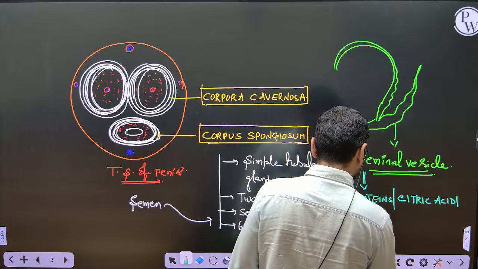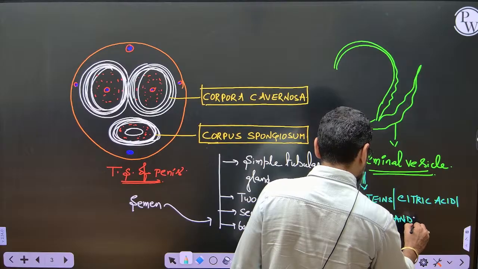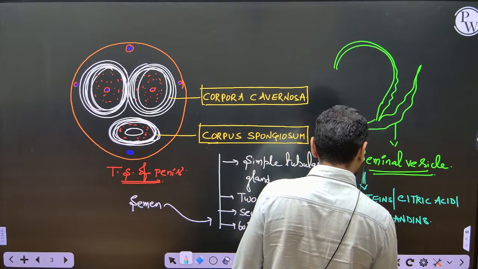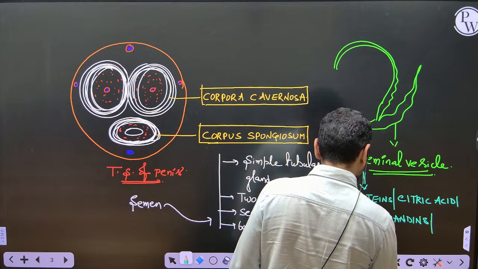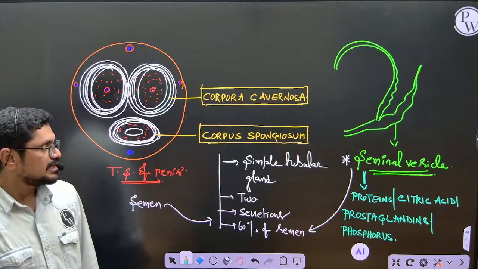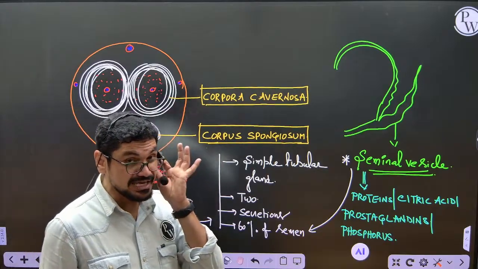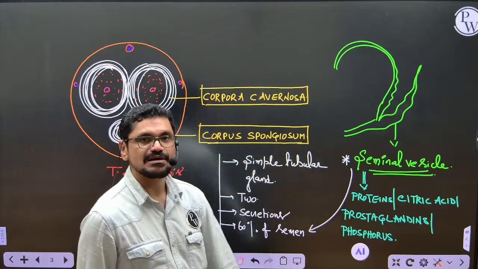Prostaglandins, and phosphorus. Okay, and so many enzymes are also present. I will tell later. So these are all the secretions present in the seminal vesicle.